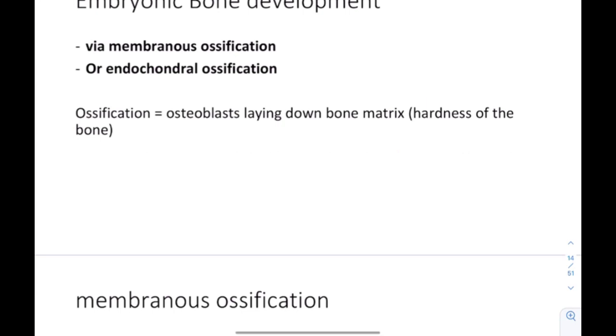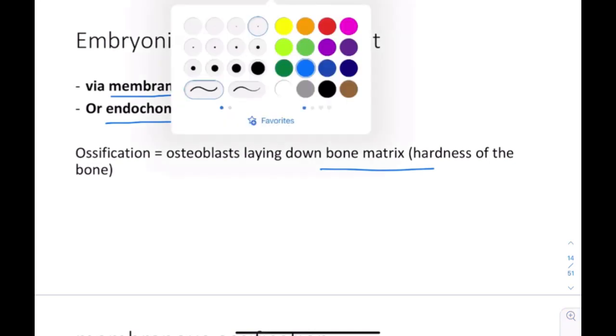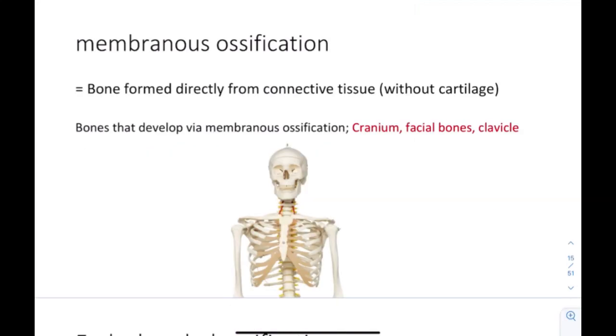Okay, let's talk about embryonic bone development. So in embryology, the bones develop via two ways. First, membranous ossification, and the second way is endochondral ossification. Ossification just means that osteoblasts make the bone matrix, which gives the hardness of the bone, like I mentioned earlier. Okay, so membranous ossification is when the bone is formed directly from connective tissue without cartilage.